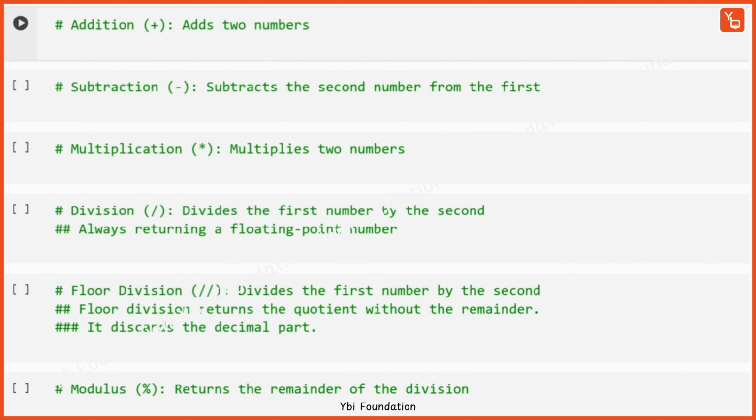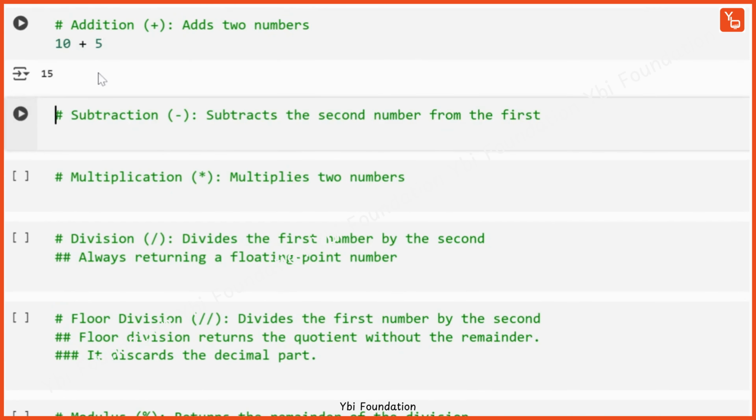Now let's understand the syntax of each of the Python arithmetic operators. We start with the addition. It is used to add two numbers. So our two numbers are 10, an integer, plus 5, and if we want to add these two, the output is 15, which is again an integer.